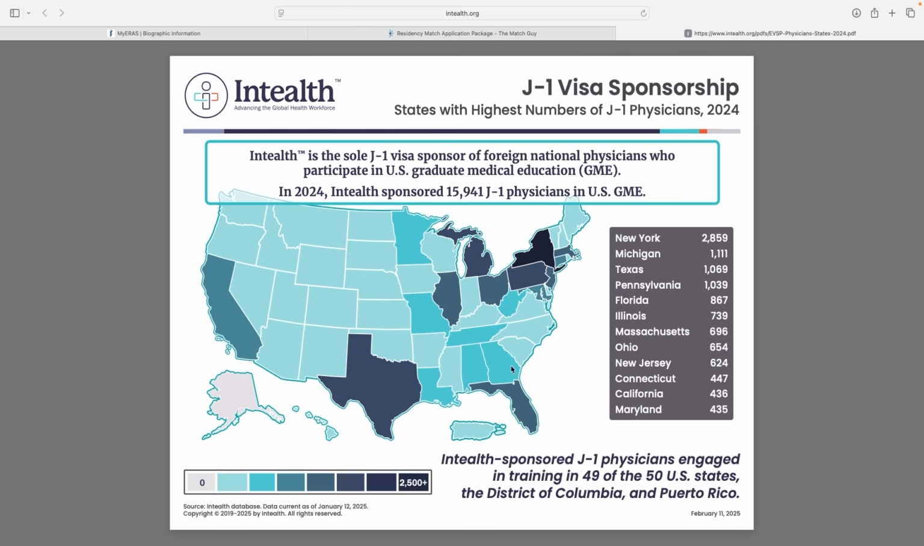If you look at this graph from the ECFMG or Intealth about the J1 visa sponsorship by state, you can see that New York, Michigan, Texas, Pennsylvania are the states that have the highest number of J1 sponsored physicians. So that technically can translate into the states with the most IMGs. Not exactly that number, but that's a good indicator of that. So if you really don't have a preference, pick the regions that have these states, because if you're an IMG, your chances of matching will be higher in states that are more open to IMGs or have historically had more spots for IMGs. And I'll leave the link for this graph in the description of this video.